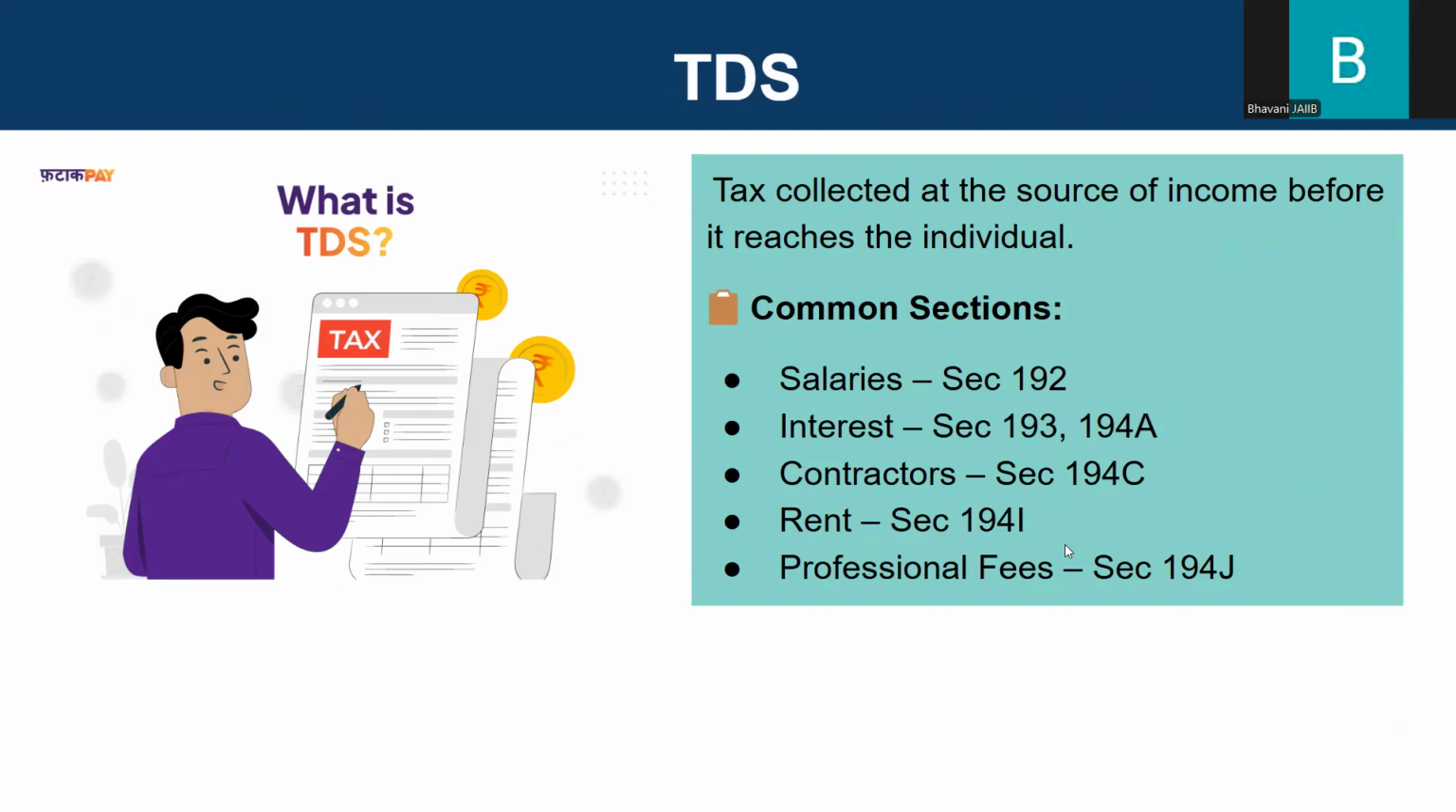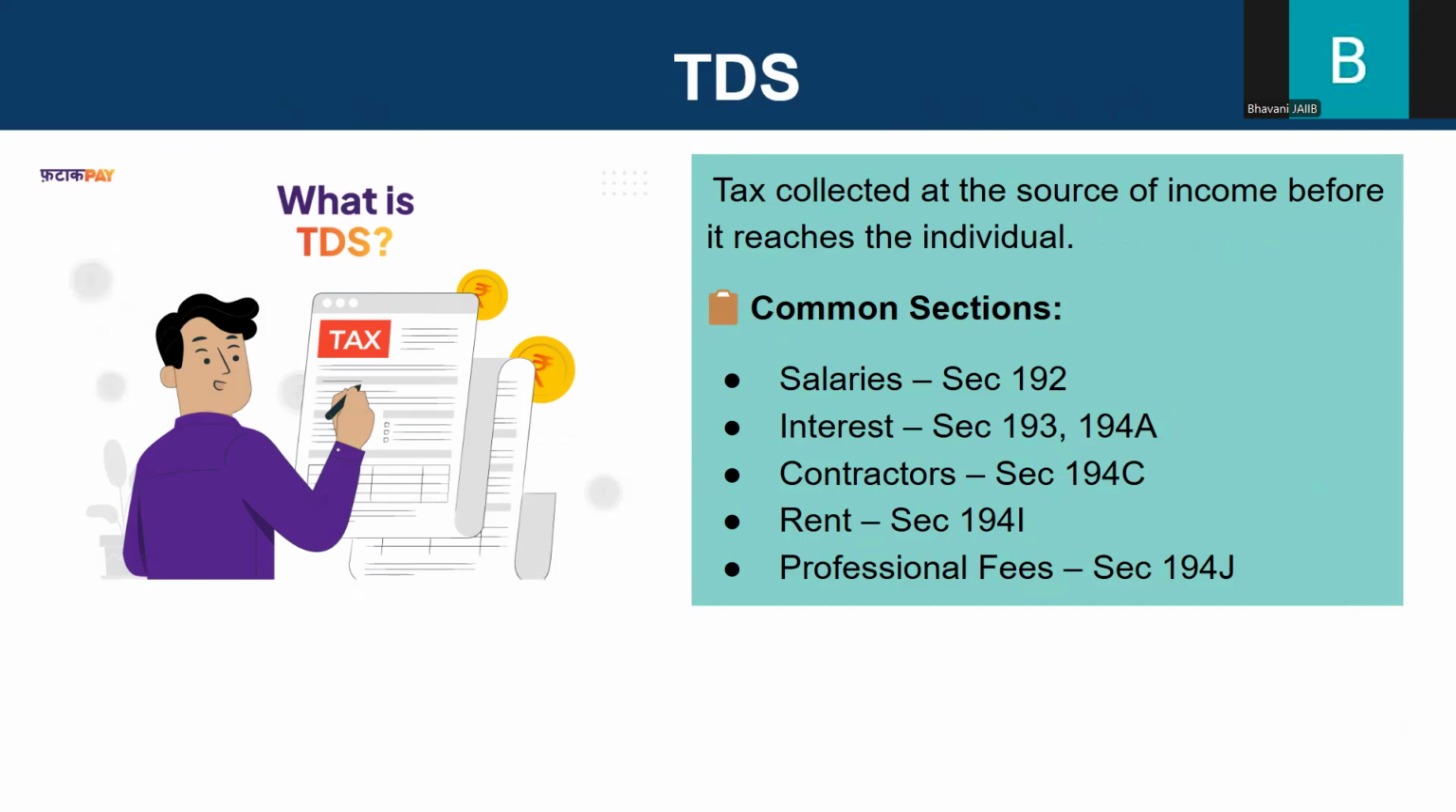TDS, tax deducted at source. TDS means tax is cut at the source itself, even before the money reaches you. The common sections that come under the TDS are salary, which is section 192, interest, section 193, contractors, rent, professional fees. You can just learn this part by heart.